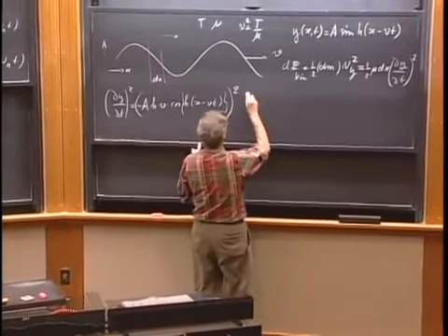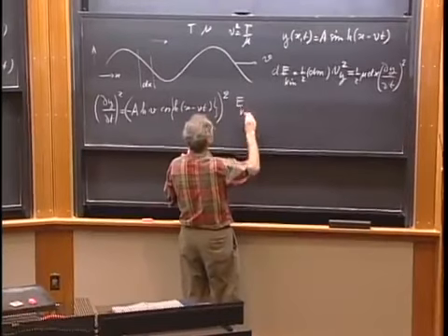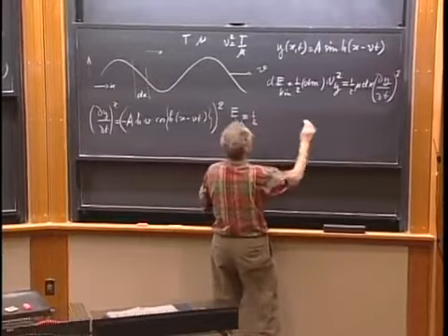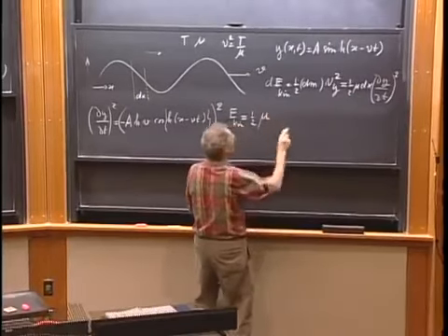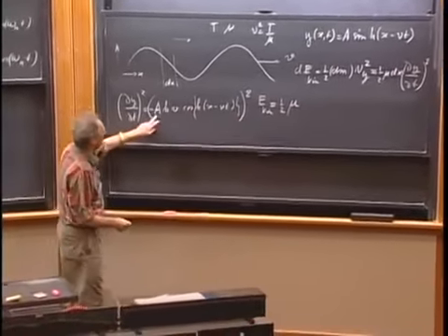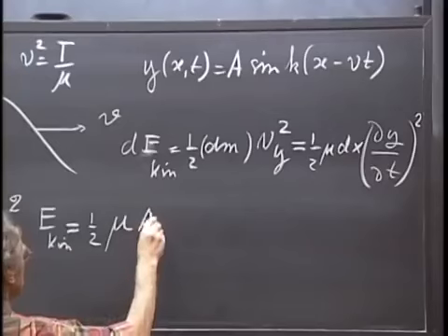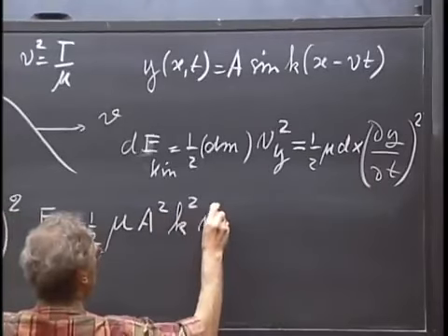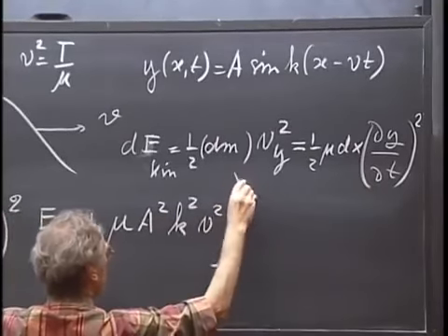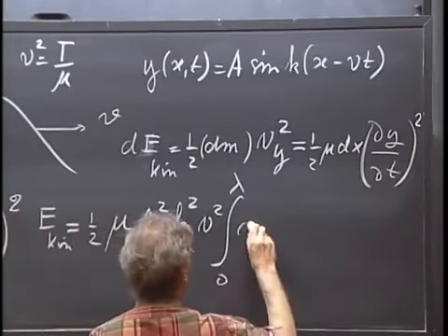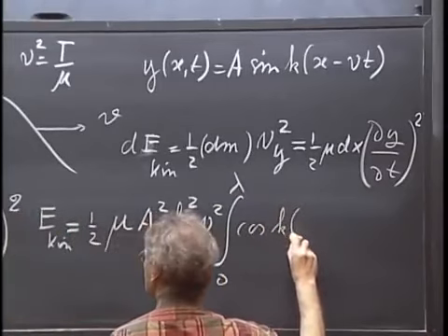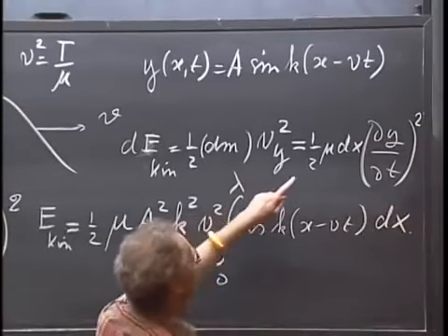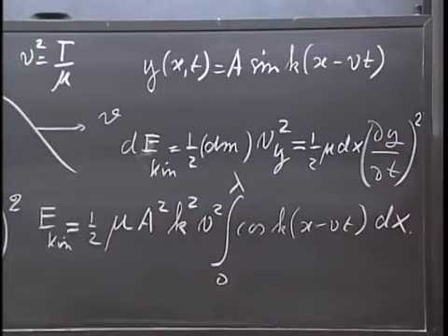I'm going to write down here now E kinetic. Now follow me closely. I have a half, I have a mu. And then I get the dy/dt squared, so I get an A squared, I get a k squared, I get a v squared. And then I get the integral from 0 to lambda of this function, cosine squared of (kx minus vt), and then I have my dx. That's what the integral is in the direction of x, yeah?